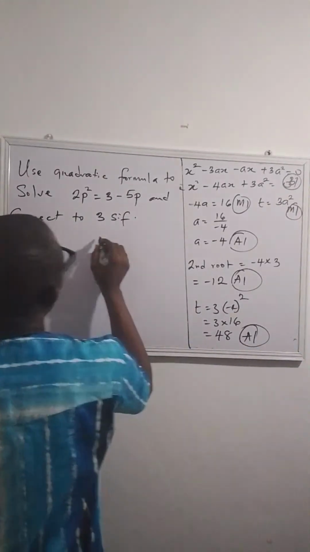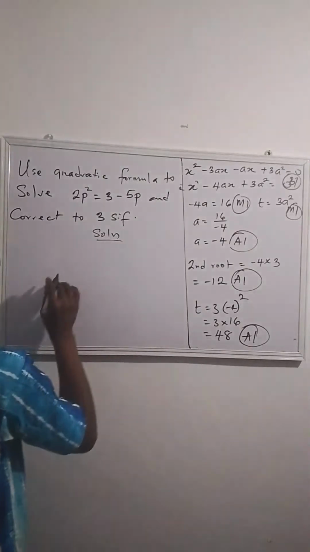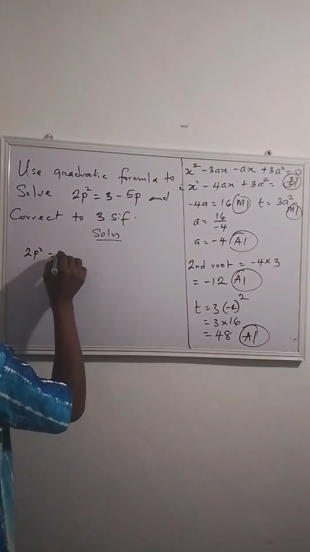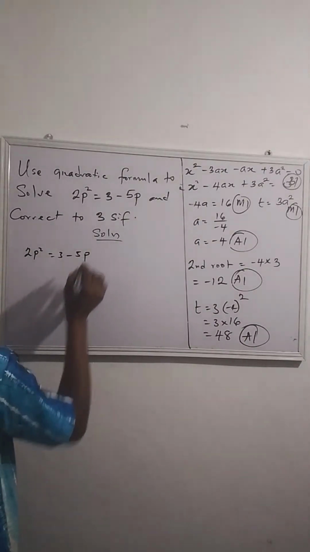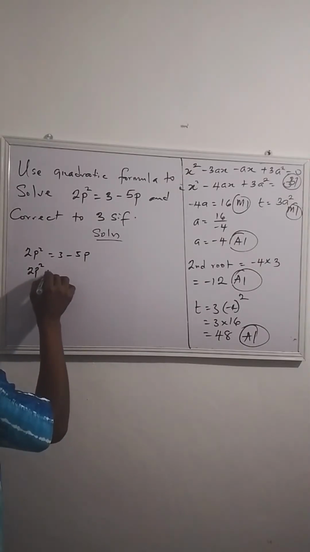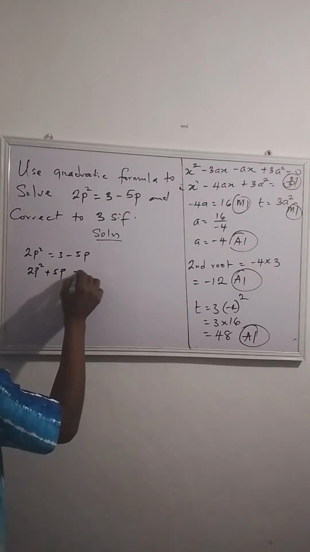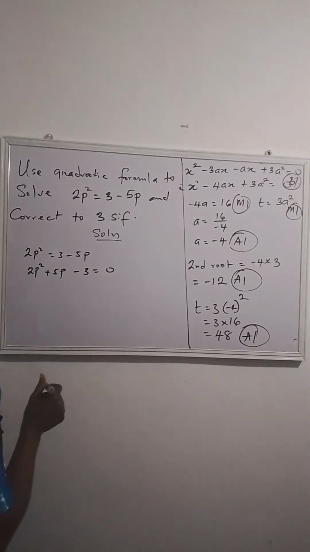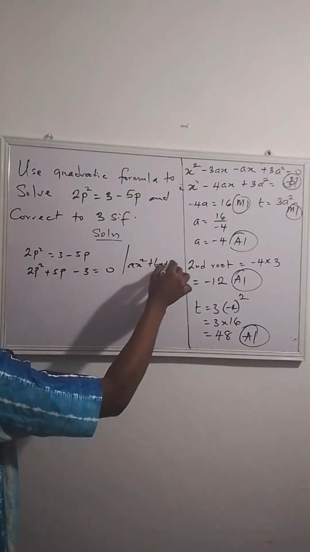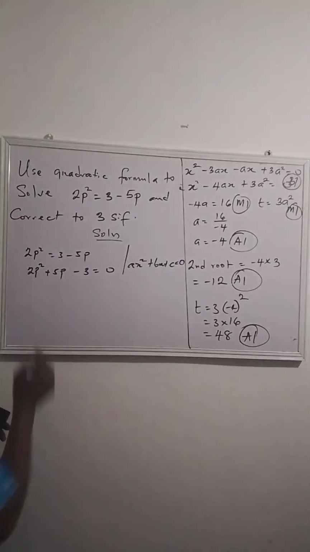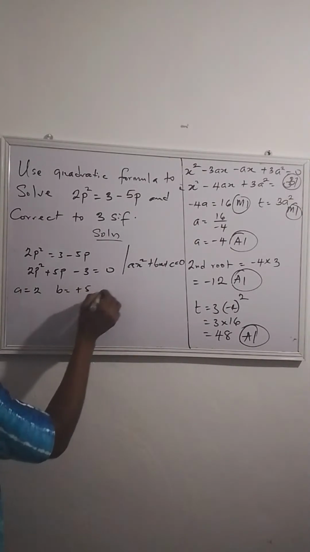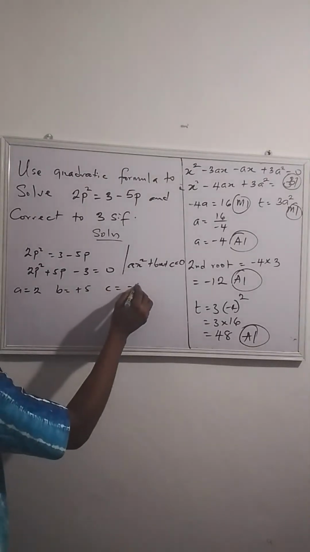All right, so we have to make use of the quadratic formula. We have 2p squared equals 3 minus 5p. So let's rearrange. We have 2p squared plus 5p minus 3 equals 0. Now you compare this with ax squared plus bx plus c equals 0. So a is 2, b is plus 5, and c is minus 3.